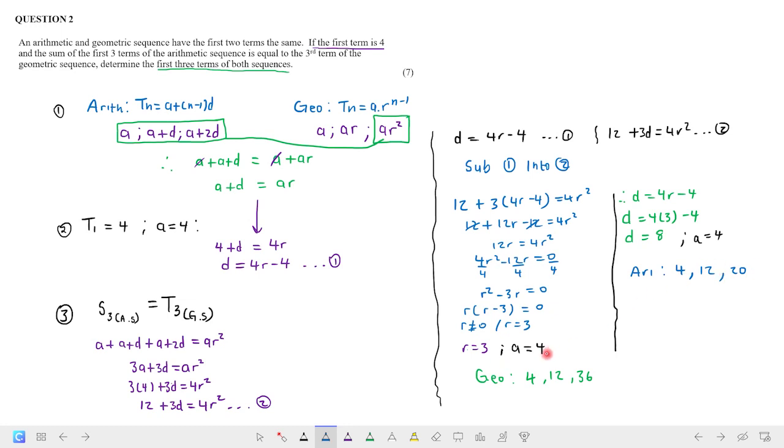Now notice this. Do you remember the statement when it said they have the first 2 terms the same? Look at the first 2 terms. Look at this. The same, right? But then after that, of course, the terms were not the same.